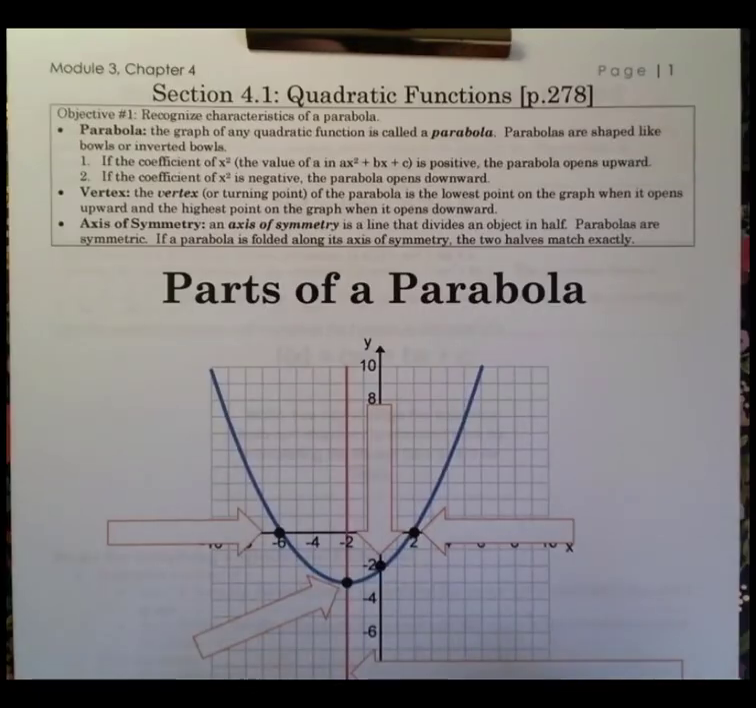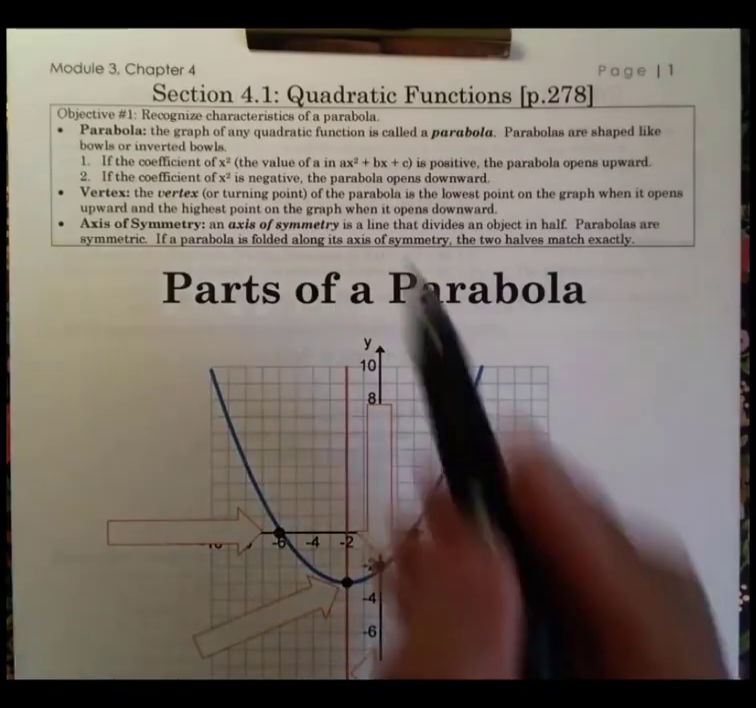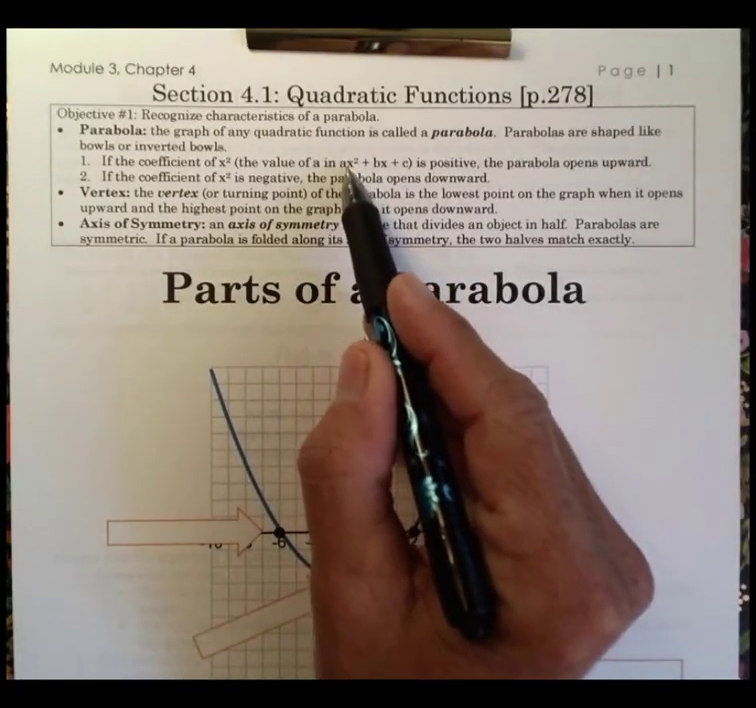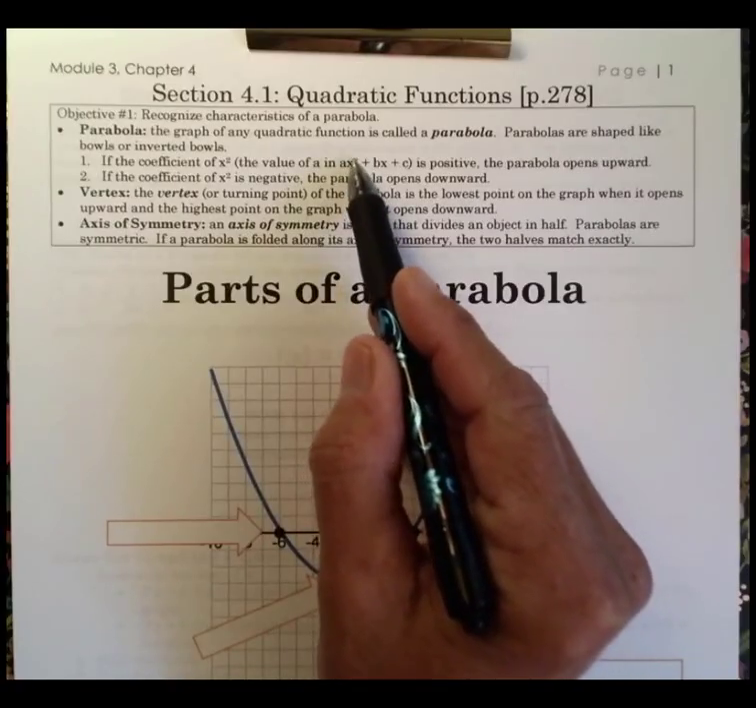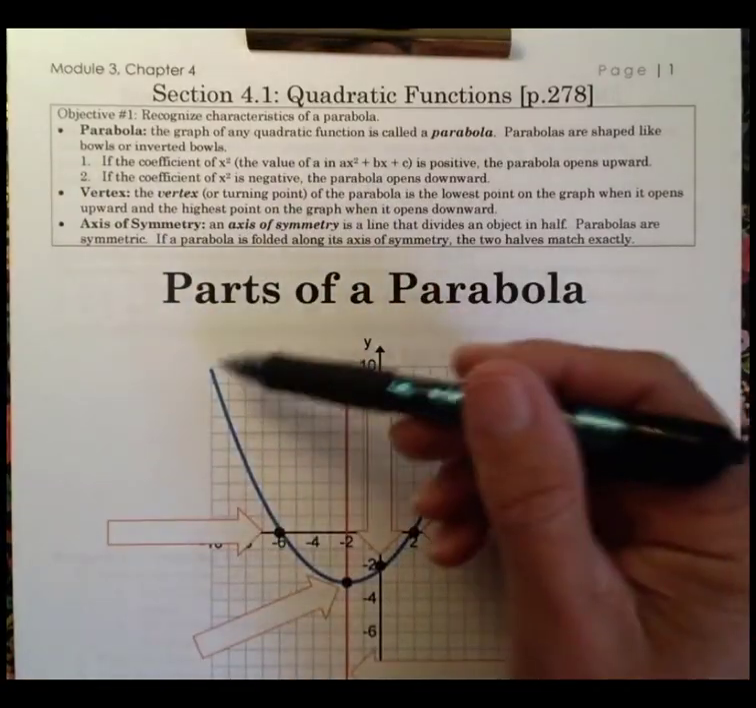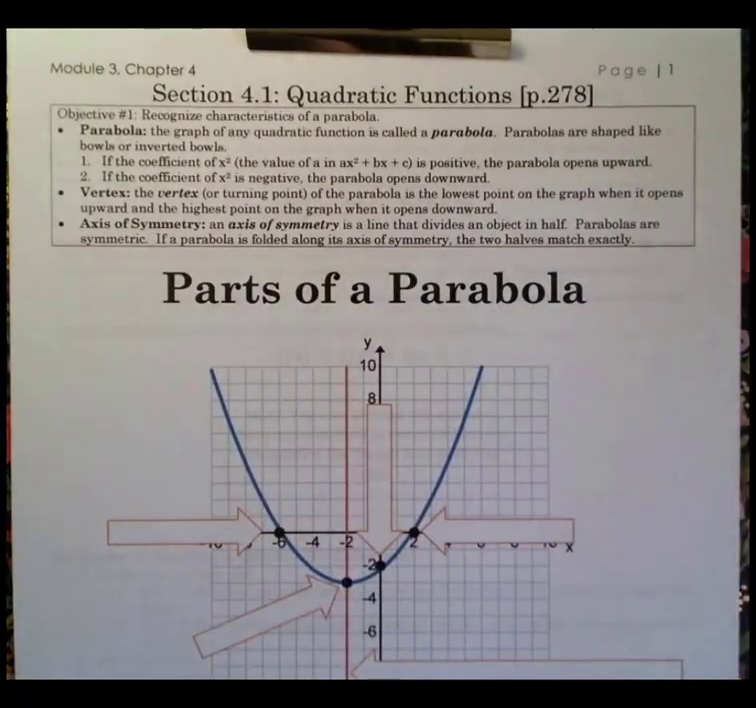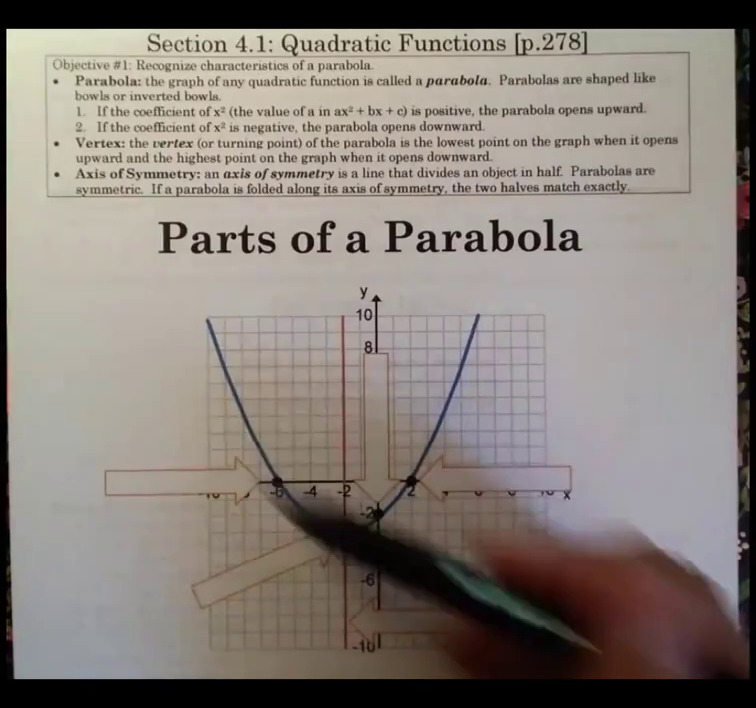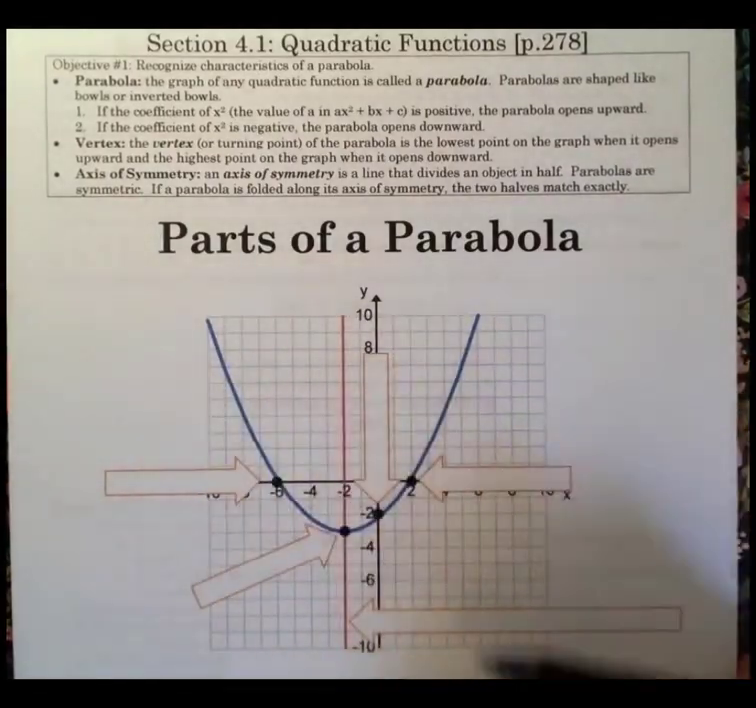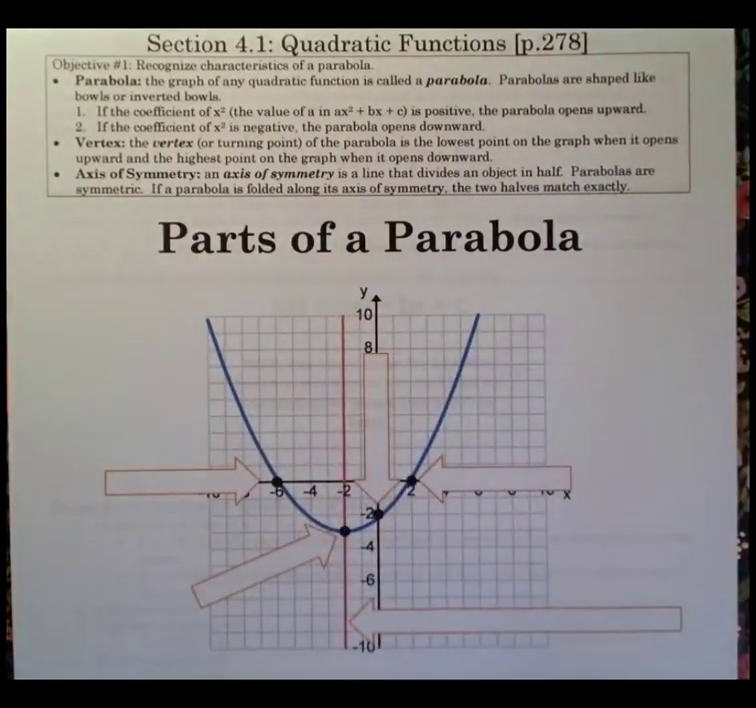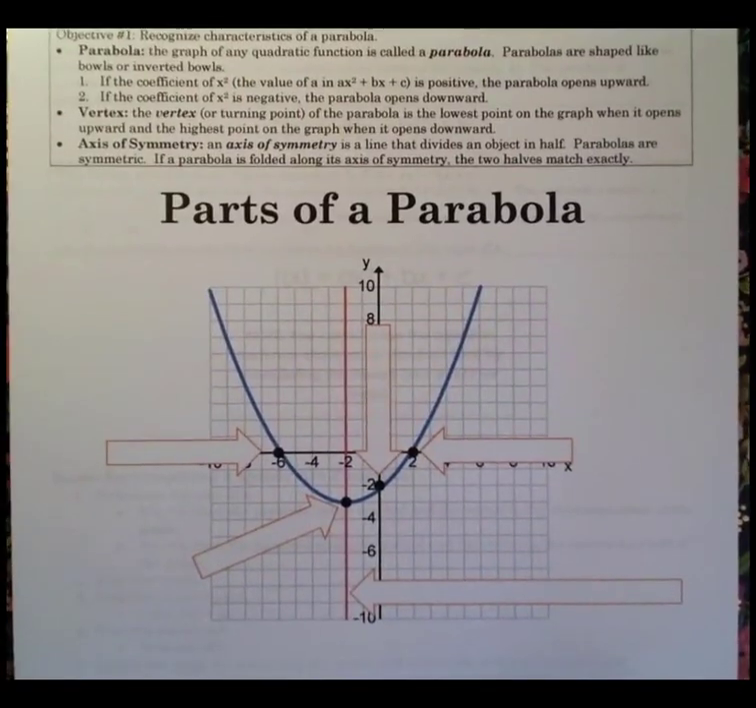Section 4.1 is really discussing quadratic functions, and you're familiar with the quadratic function because you're familiar with the quadratic equation. It has an x squared in it, or a variable squared, and when we graph it, we will always get this bowl shape. Now, the bowl shape can be up like a bowl, or it can be upside down, and those are basically the two types of parabolas that we're going to be working with.